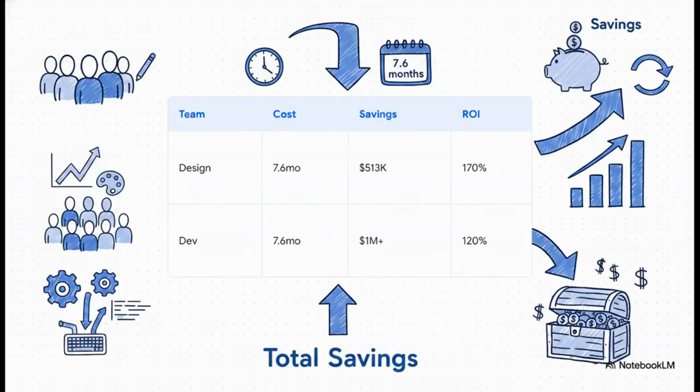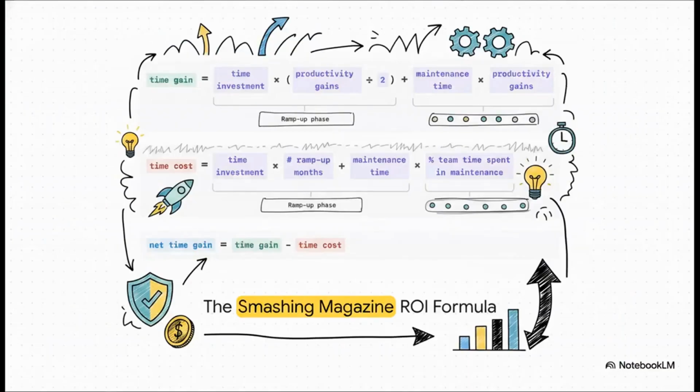Your design team saves 20.5 months of work. That equates to over $500,000. The dev team? They save nearly 17 months, reclaiming over $1 million. Add that up, and you're looking at over $1.5 million in total savings. That yields a blended net return on investment of around 135%. Not too shabby, right? Now, you might be wondering, how exactly do we get these numbers?